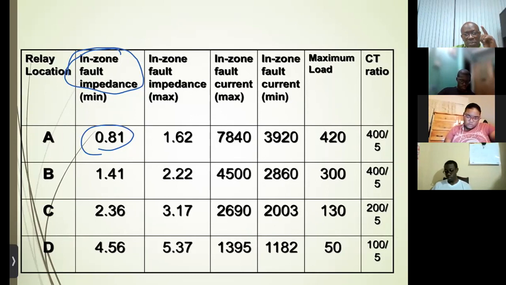We have the minimum in-zone impedance, which would be 11 squared over 150. So you just confirm that. Make sure my math's right.